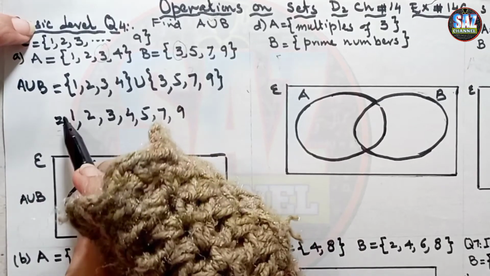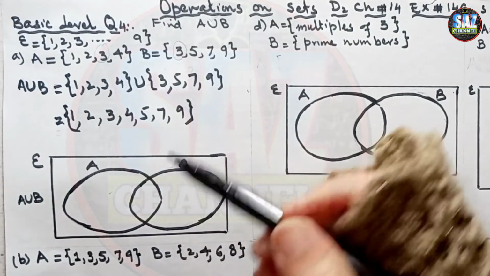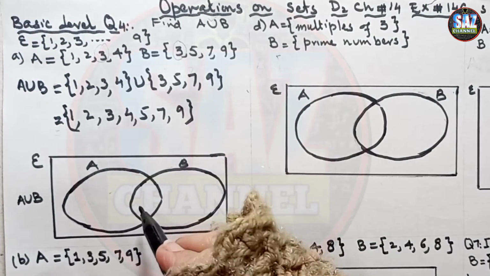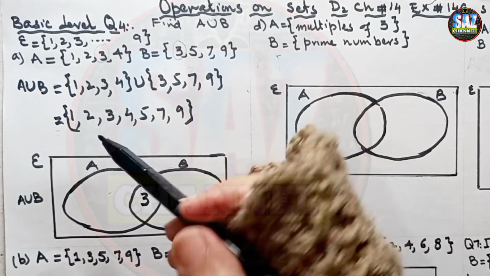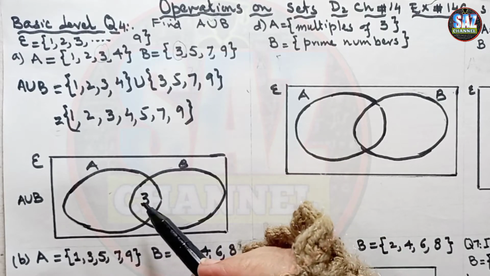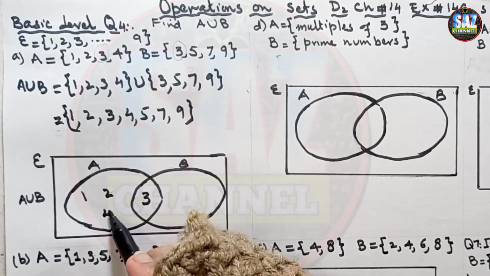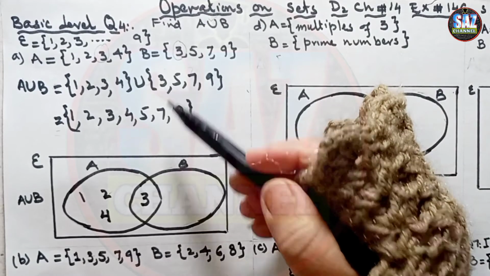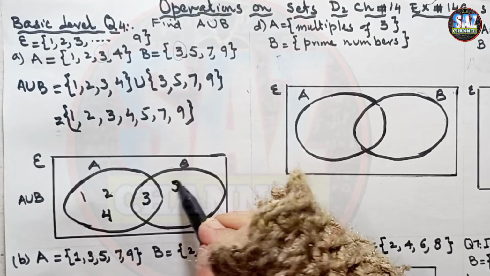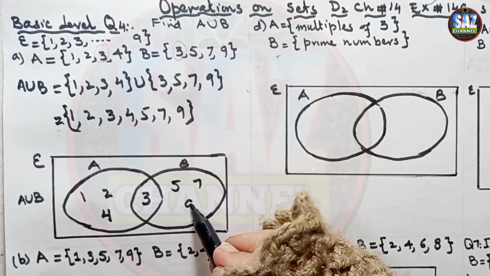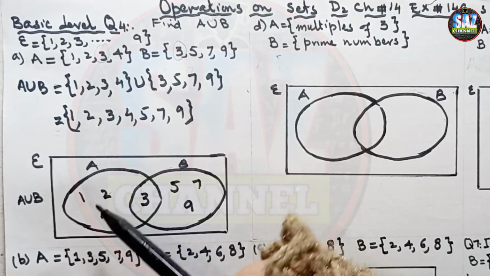And then we have to represent this information on the Venn diagram as well. We can see that 3 is coming in both the sets. So 3 will be written on the overlapping portion. From set A, I've written 3 on the overlapping portion, so I will be left with 1, 2, and 4 from set A. And from set B, 3 is written on the overlapping portion, so I will be left with 5, 7, and 9 for only B. And now union means the collection of all the elements.